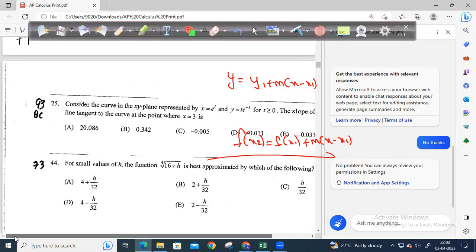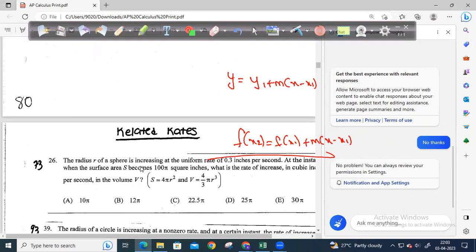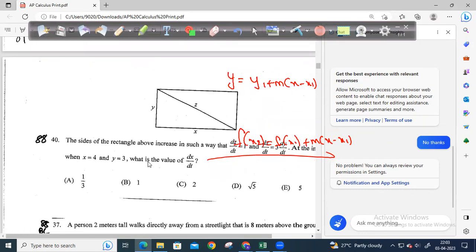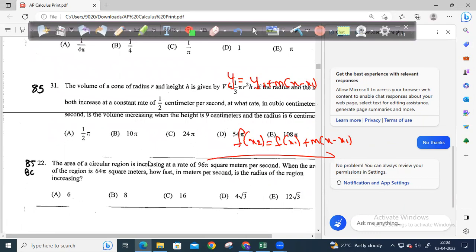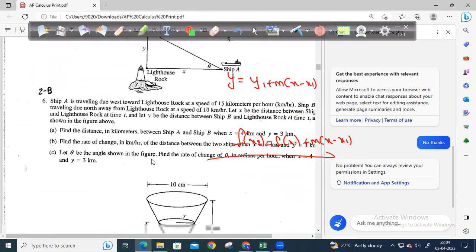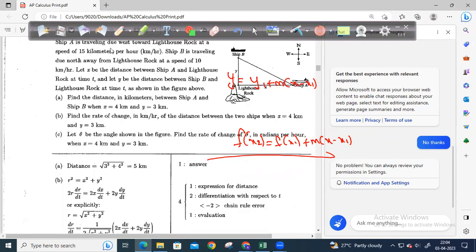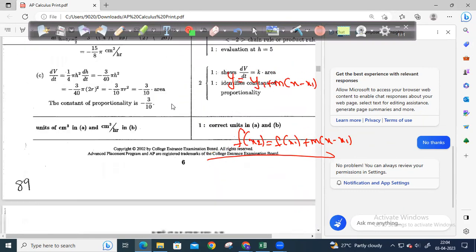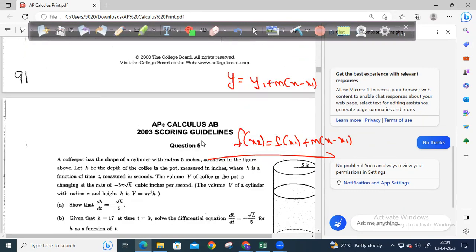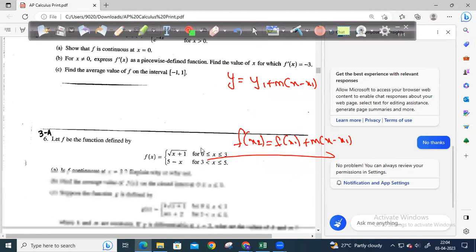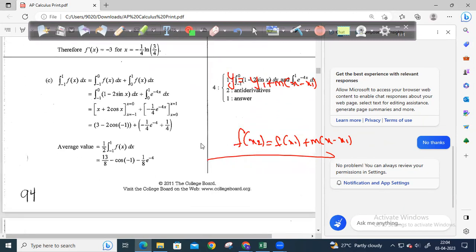Page number 80. Okay, this related rates is not that great, but we'll do it tomorrow. Few questions and we'll move on. You can also solve all of this. A good number of questions. This will define functions.